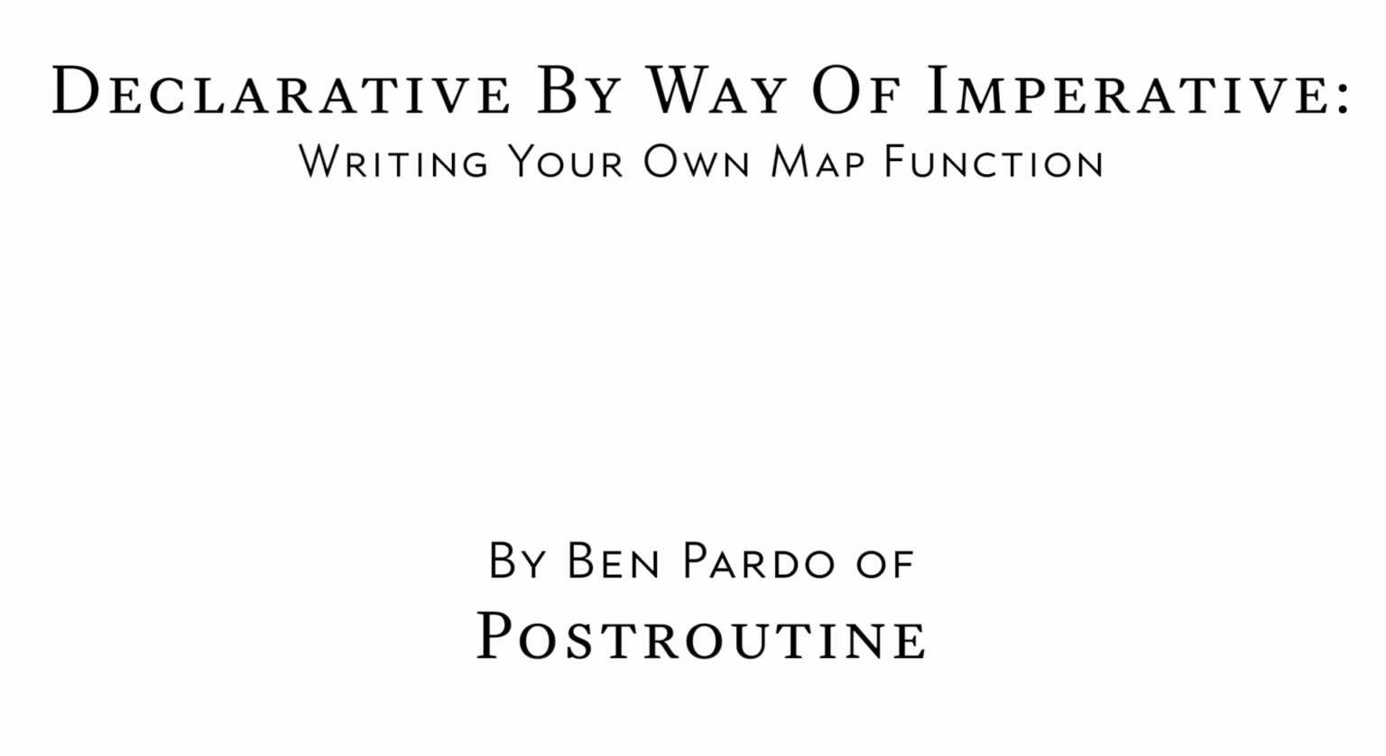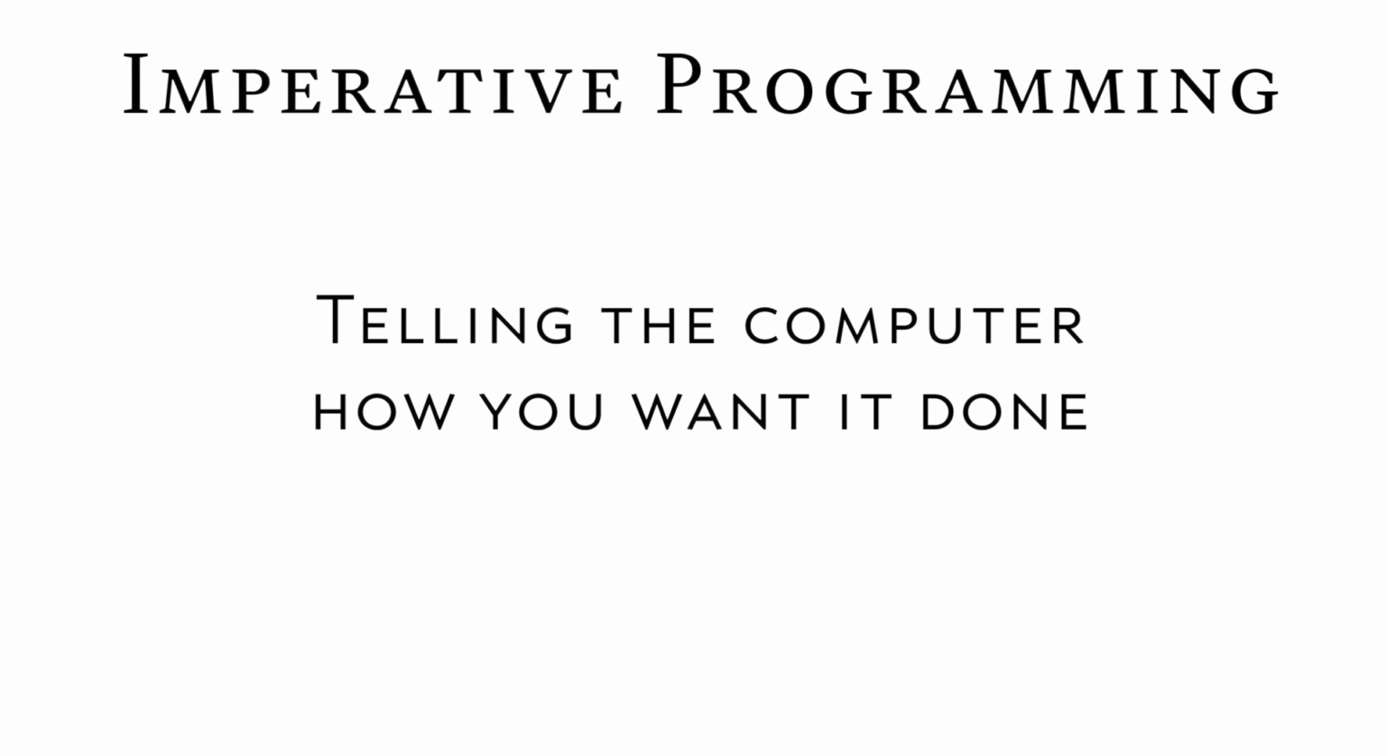Today, we're going to learn declarative programming by writing our own imperative map function. In imperative programming, we specify how we want the computer to do something.